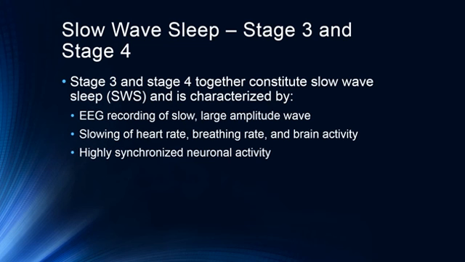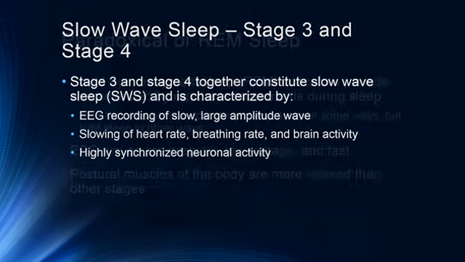Stage 3 and stage 4 together constitute what we call slow wave sleep. This is characterized by slow, large amplitude waves in the EEG, the slowing of your heart rate, breathing rate, and brain activity, and highly synchronized neural activity. This is the deepest form of sleep. This is when you're hardest to wake because you are in a very, very deep sleep. So you transition through these stages and back up and through these stages throughout the night.